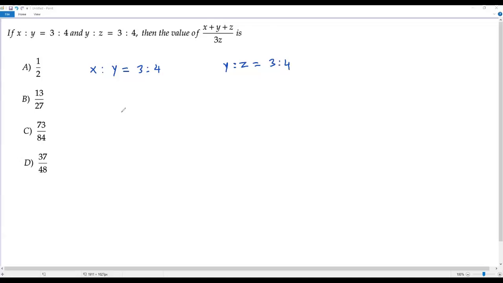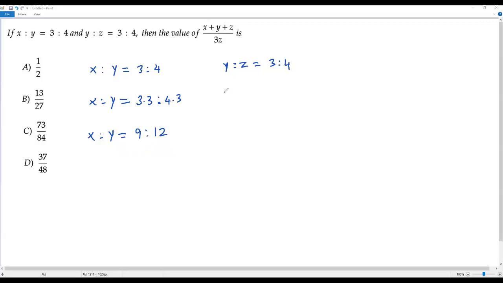Now I'm going to multiply both the terms of the first ratio by 3. So 3 times 3 to 4 times 3. Then I'm getting x to y equals 3 times 3 is 9 and 4 times 3 is 12. So now I got the first ratio x to y equals 9 to 12. Here the value corresponding to y is 12.